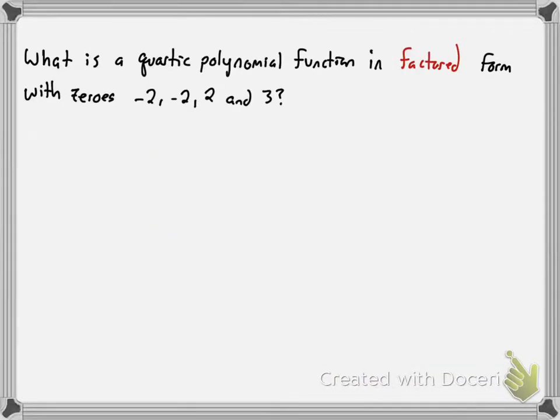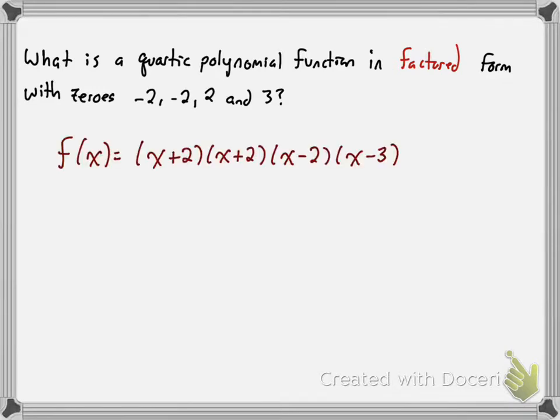This next question asks, what is a quartic polynomial function in factored form with the zeros -2, -2, 2, and 3? Similar to the last problem, if I'm going to write this out in factored form, it would look something like this. F of x equals x plus 2, x plus 2 again, x minus 2 times x minus 3.